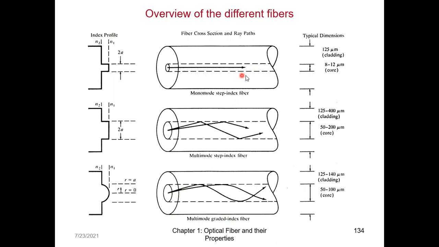Please take care when you are drawing the dimension. This is very small. It is mentioned 8 to 12 micrometer. So this should look small, this should be bigger. This is 50 to 200. The core size depends upon how many modes are propagating. Here there is a zigzag, in single mode almost an axial ray, and in graded index fiber we have these helices which are going. So here you have the index profile, you have the ray propagation shown in this diagram, and you have the dimension.